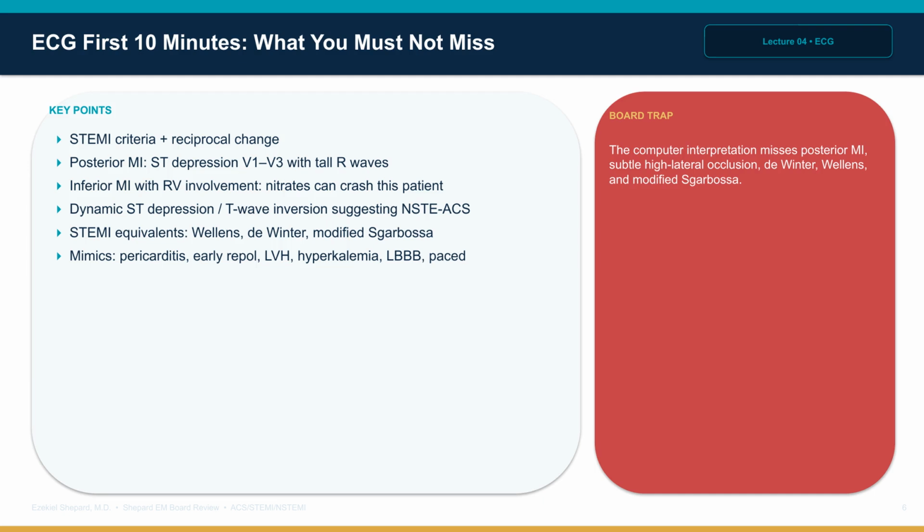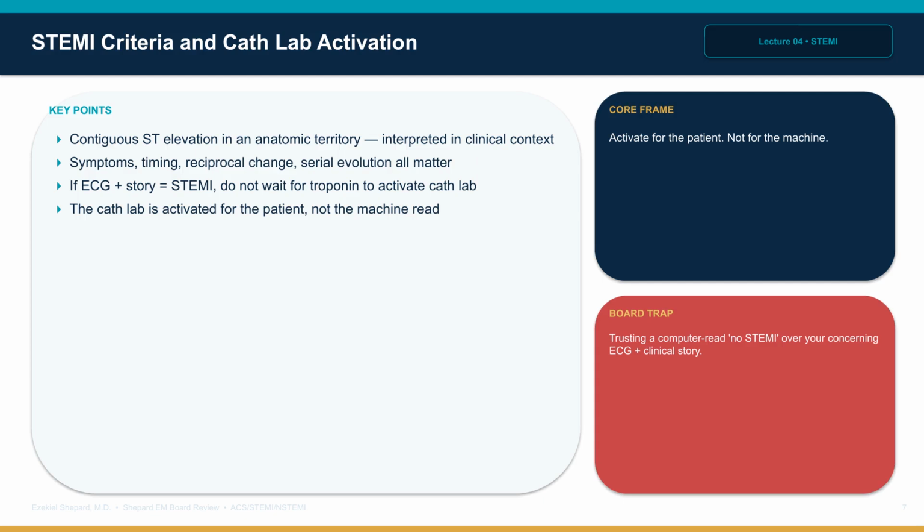Finally, know the mimics: pericarditis, early repolarization, LVH, hyperkalemia, left bundle branch block, and paced rhythms. Classic STEMI is contiguous ST elevation in an anatomic territory, interpreted in clinical context. Symptoms, timing, reciprocal changes, and serial ECG evolution matter. If the ECG and story are a STEMI, do not wait for the troponin to activate the cath lab.